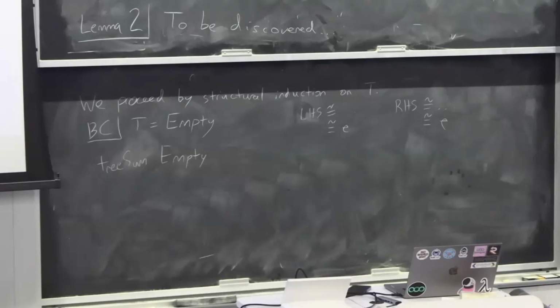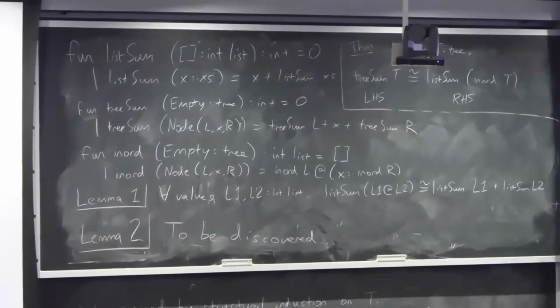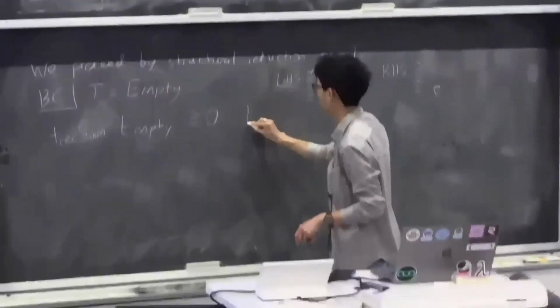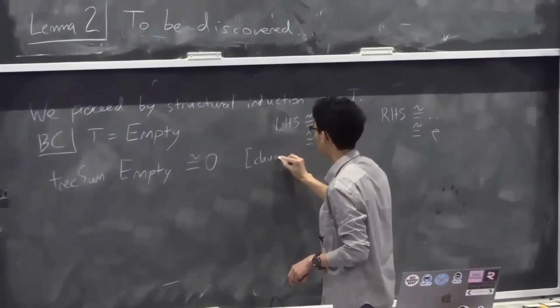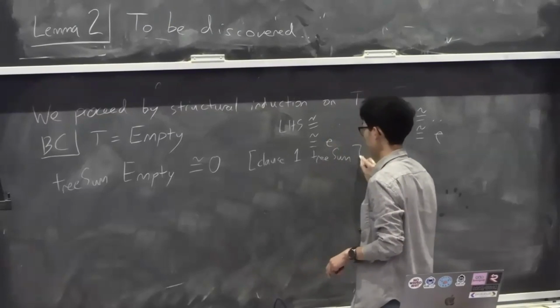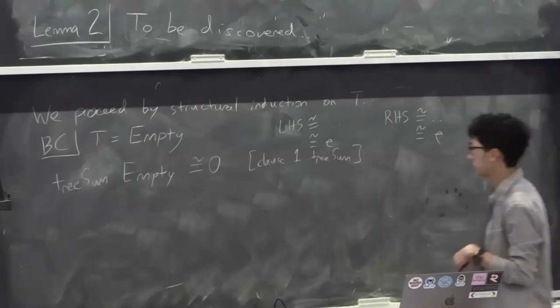It's like chess. I've laid out everything that we can possibly say, and we have an equation here, I'll say equation for an equivalence, between tree sum of empty and 0. So what do I say? I say equivalent to 0. And then I give justification. Why? By clause 1 of tree sum. All right. And now 0 is pretty much as simple as it's going to get. So let's say that we're stuck.